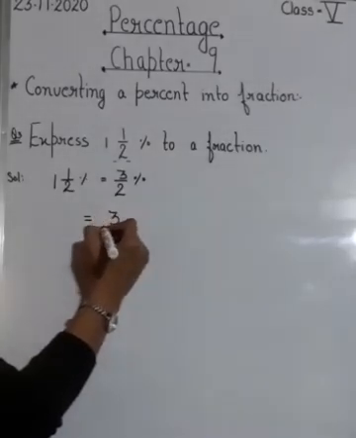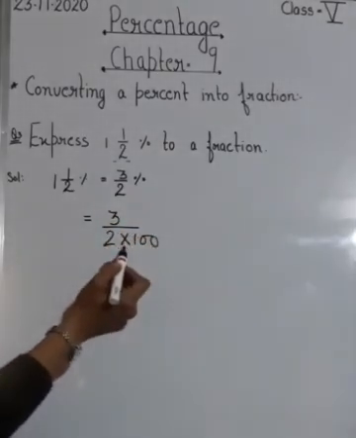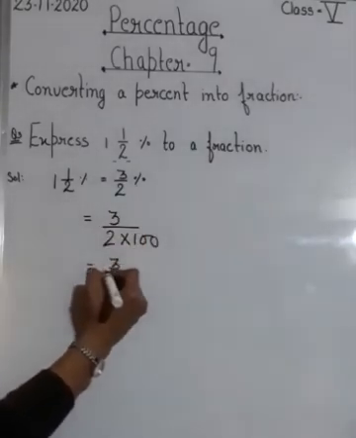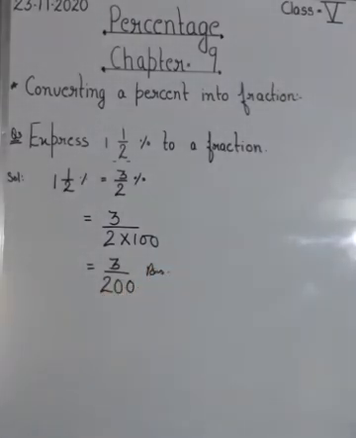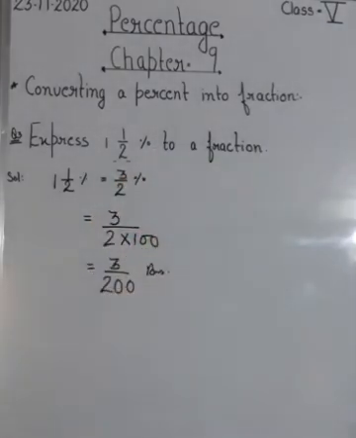So after removing this percent sign, what will you be doing? You will be writing 100 in the denominator. Now as you can see, you cannot cut this one, so it will be 3 upon 200 and this will be your answer. Clear? So this is the way of converting a percent to a fraction.